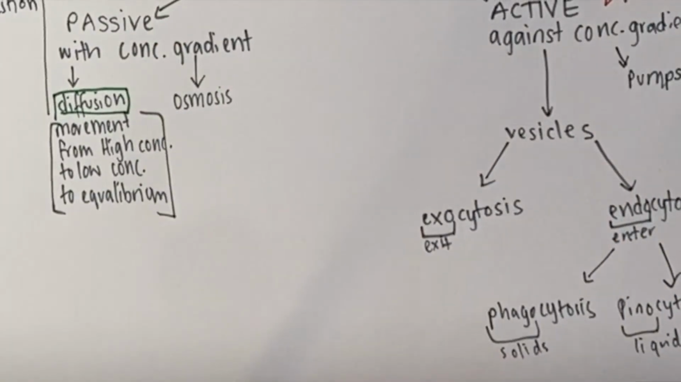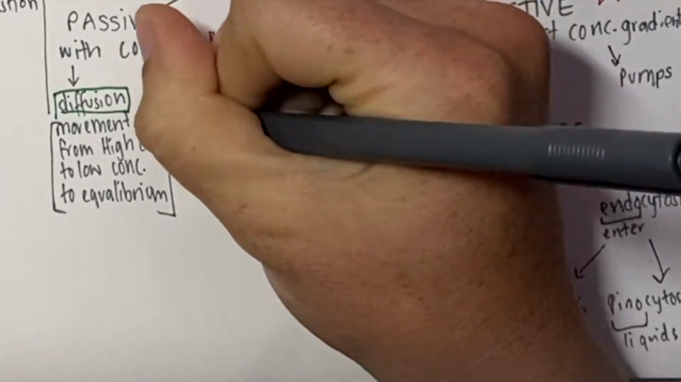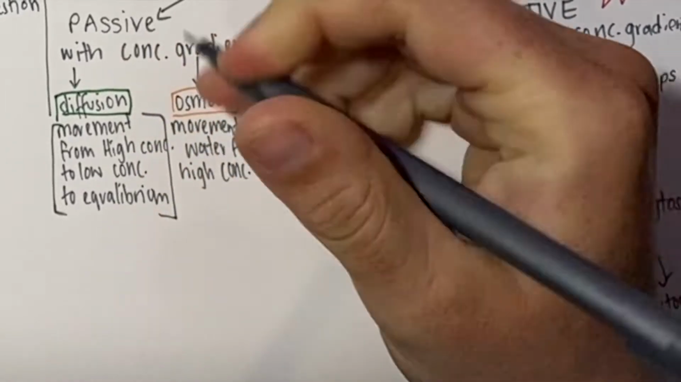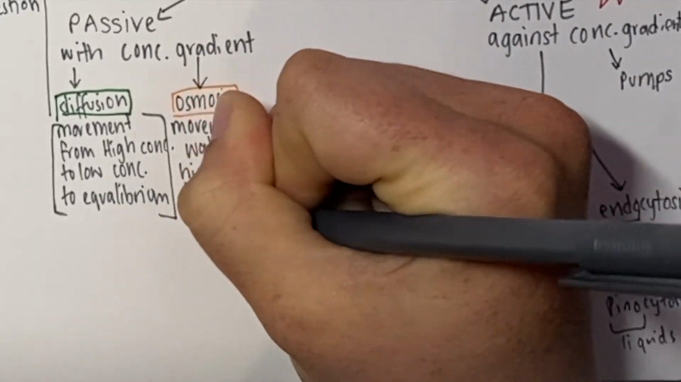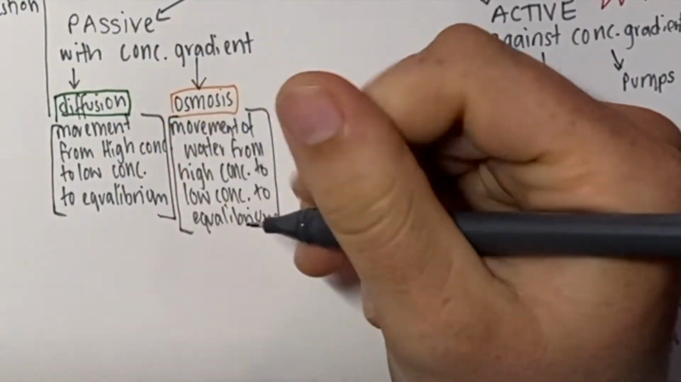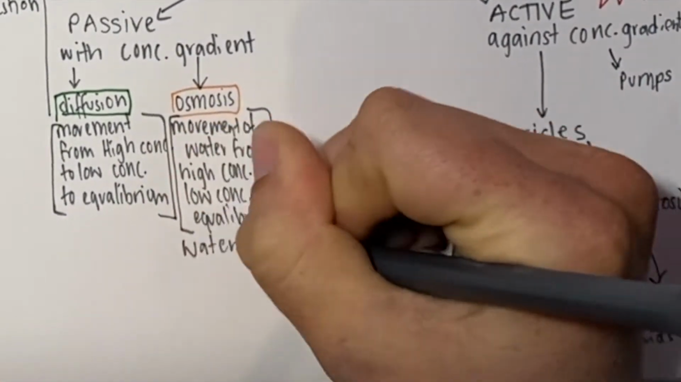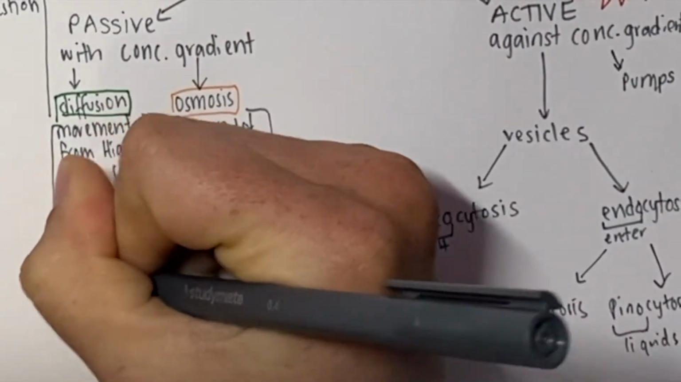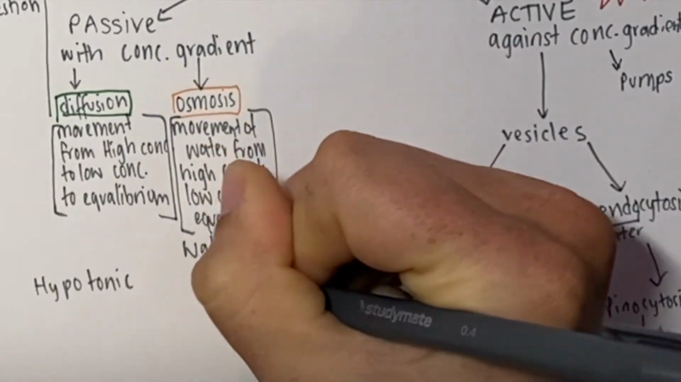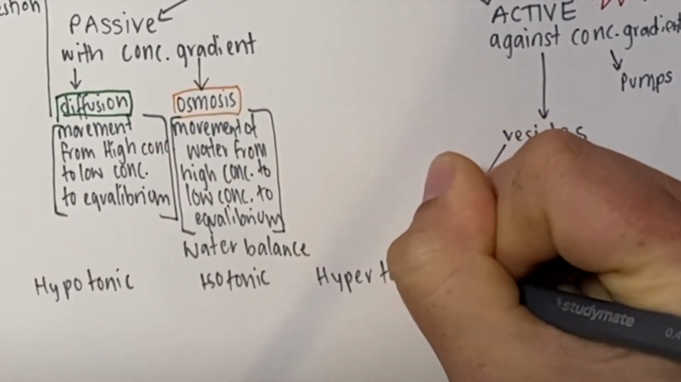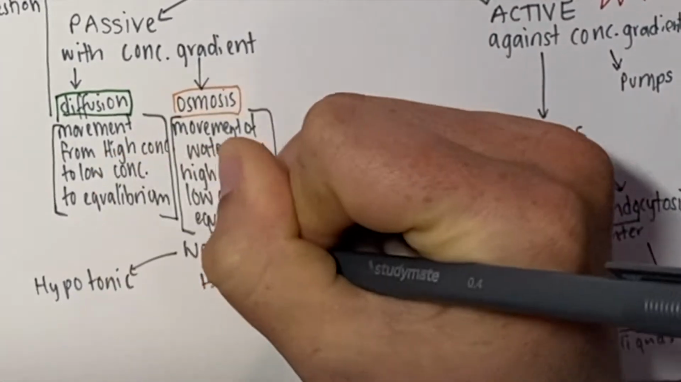Next is osmosis, which is the movement of water from high concentration to low concentration to reach equilibrium. And we're going to explore water balance in different types of solutions and the impact on osmotic movement. Cells can be in three types of environmental conditions: hypotonic, isotonic, and hypertonic.